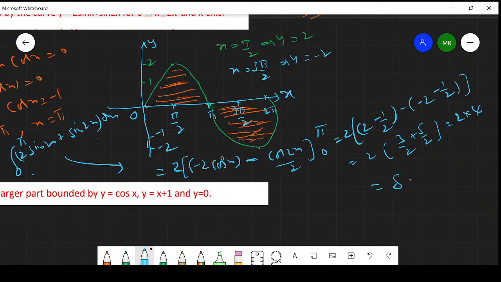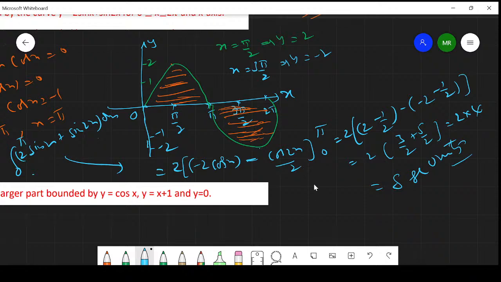Answer is 8 square units. That is our answer, 8 square units. But remember what I am suggesting here in this problem: if you are not able to understand this, here you can also take 0 to pi, pi to 2 pi also, you can do that. Or I can do like this also.